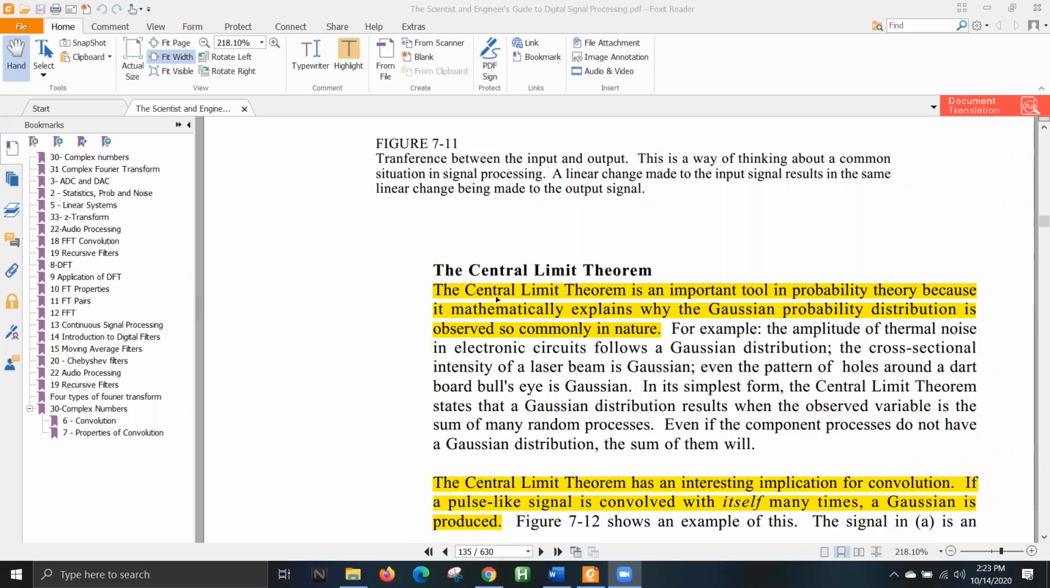And there is also another thing called the central limit theorem. I don't know if you guys have heard about this or not. You might have heard about this in your probability course. Anyway, this is an important tool in probability theory because it explains why the Gaussian probability distribution is observed so commonly in nature.